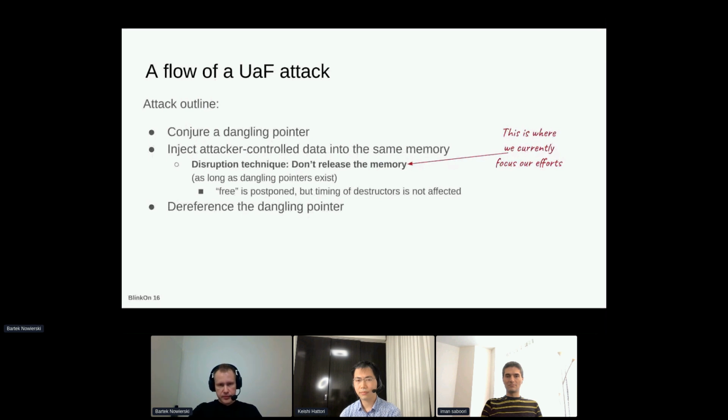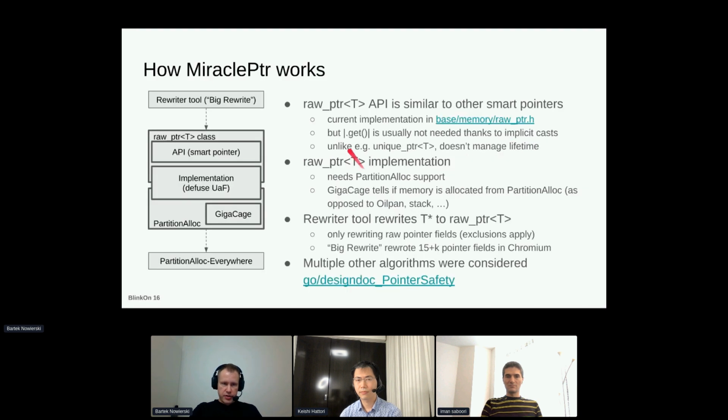Here's a high-level architecture of MiraclePtr. The key component is the smart pointer-like wrapper class that we call raw_ptr. From the API point of view, it's very similar to what you're used to with unique_ptr or, say, shared_ptr. The main difference is that unlike those pointers, raw_ptr does not manage the object lifetime, and hence the name. We actually called it raw_ptr specifically so that you treat it the way you would normally treat raw pointers, T star.